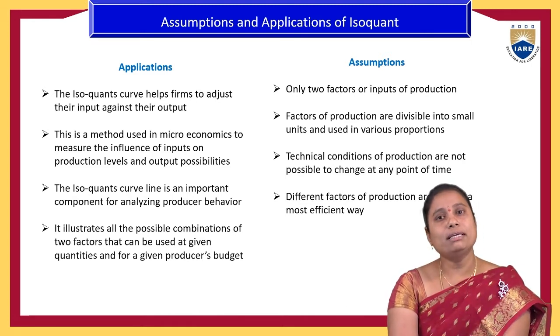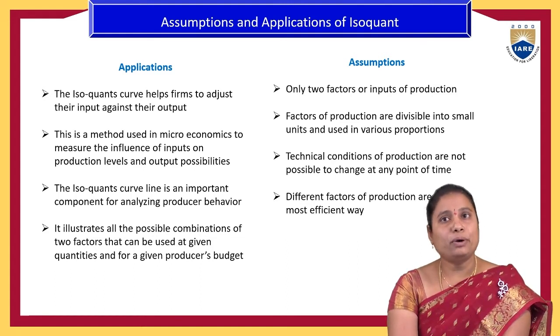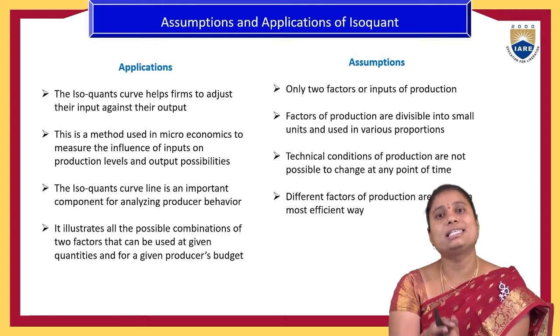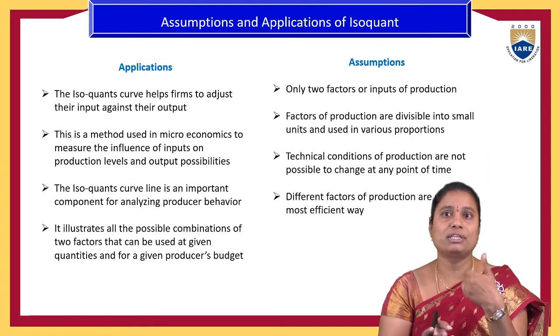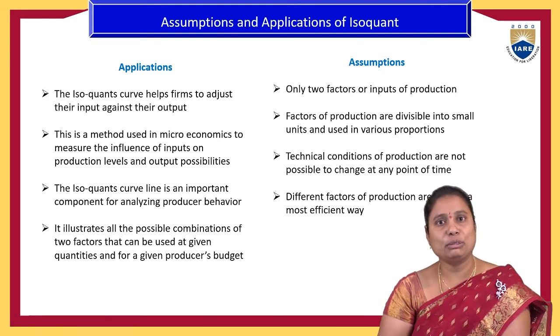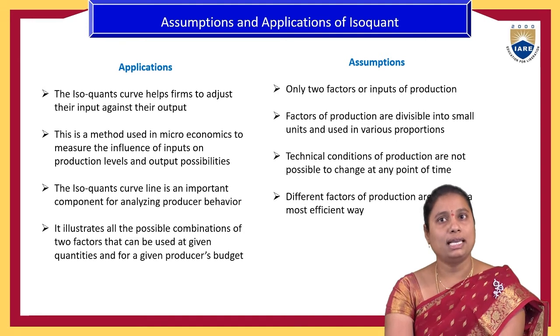So when will they apply this concept of isoquants? If the producer is there, he has to adjust the inputs against the outputs, but he has to get the same quantity of output for the given producer's budget. In that situation, he will apply the concept of isoquants and its impact on the productional elements.